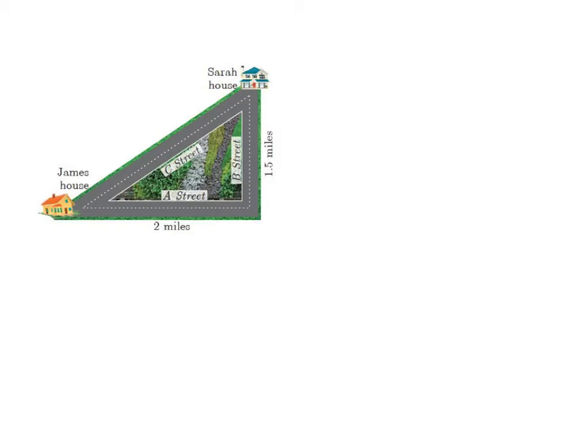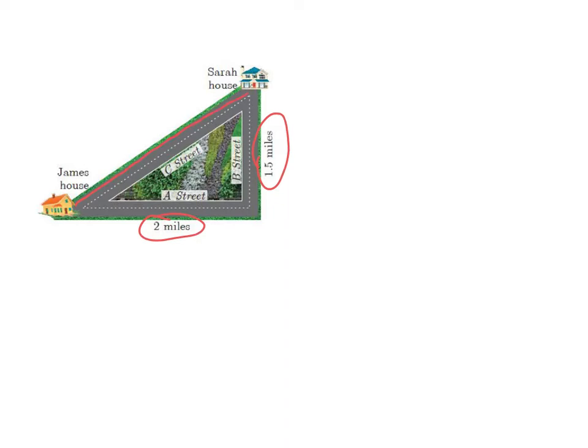So the first one we're looking at has a set of houses that are on the corners of what makes a right triangle. So you'll notice that they have already told us that the A street equals 2 miles, if you'll notice right here. And the B street equals 1.5 miles. So it looks like between James' house and Sarah's house, there's also a road, and we're trying to figure out how long that road is.